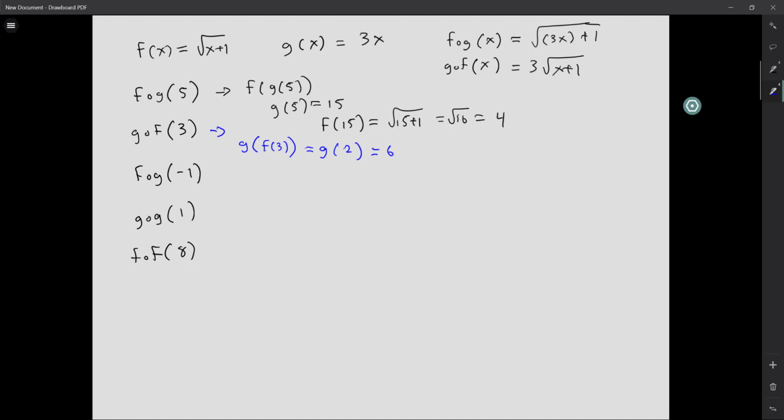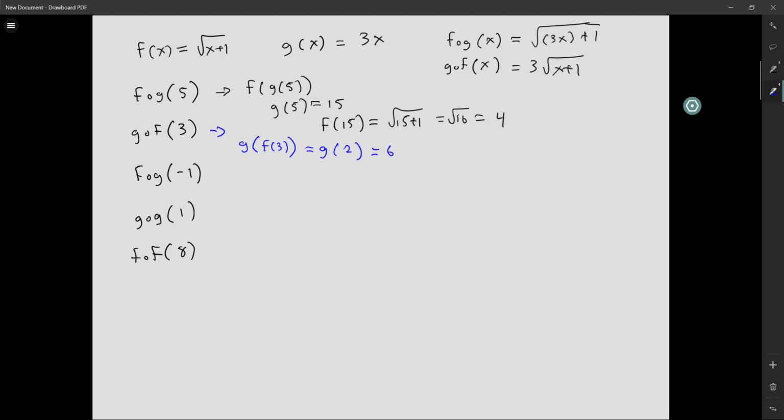Especially if you have a long list of composed functions, which can happen maybe as part of your work in calculus. But certainly I'll be sure to throw one at you guys at some point.